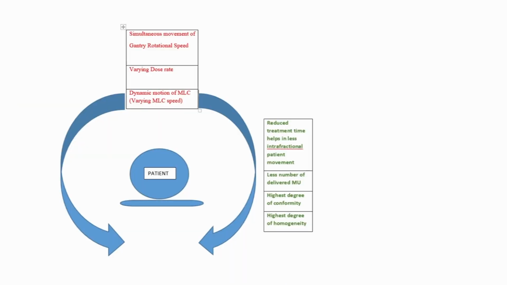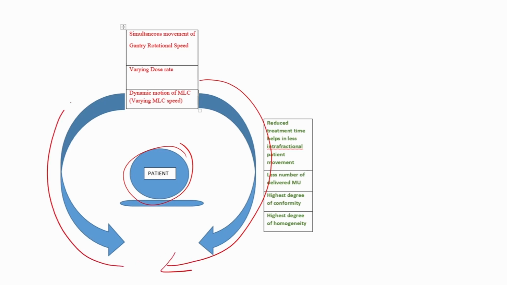I will explain how the VMAT treatment delivery takes place. Suppose this is your patient and the arc is like this, from here to here there is a complete full arc. What happens in this technique is there is a gantry rotational speed. In IMRT technique the gantry is static. In rapid arc technique the speed of the gantry depends upon the segmentation at a particular angle.